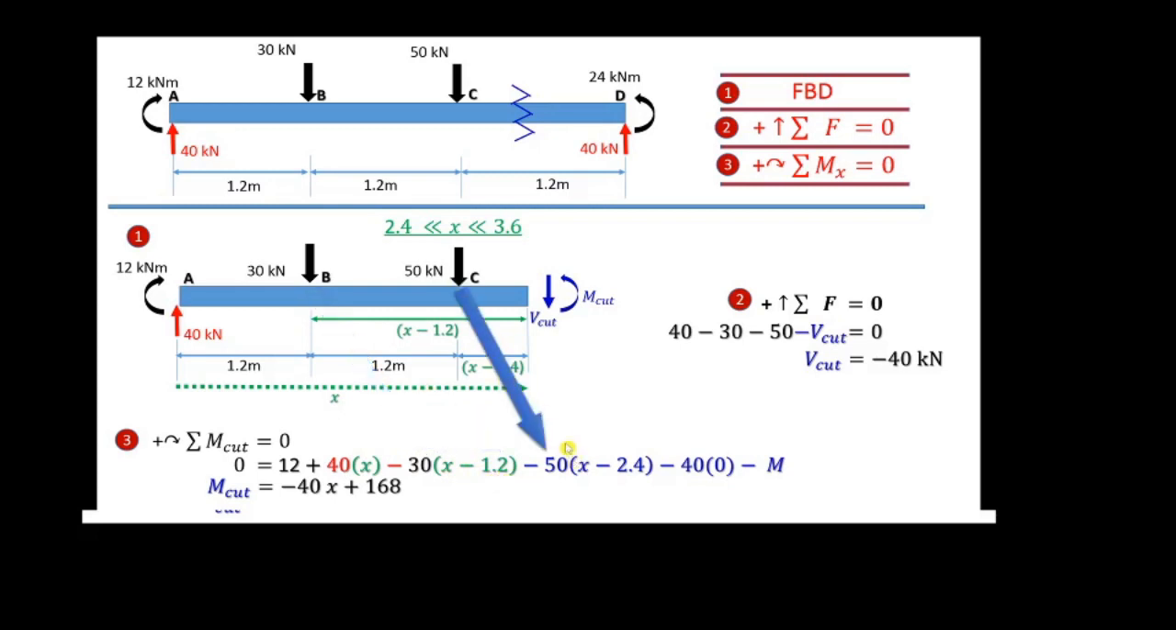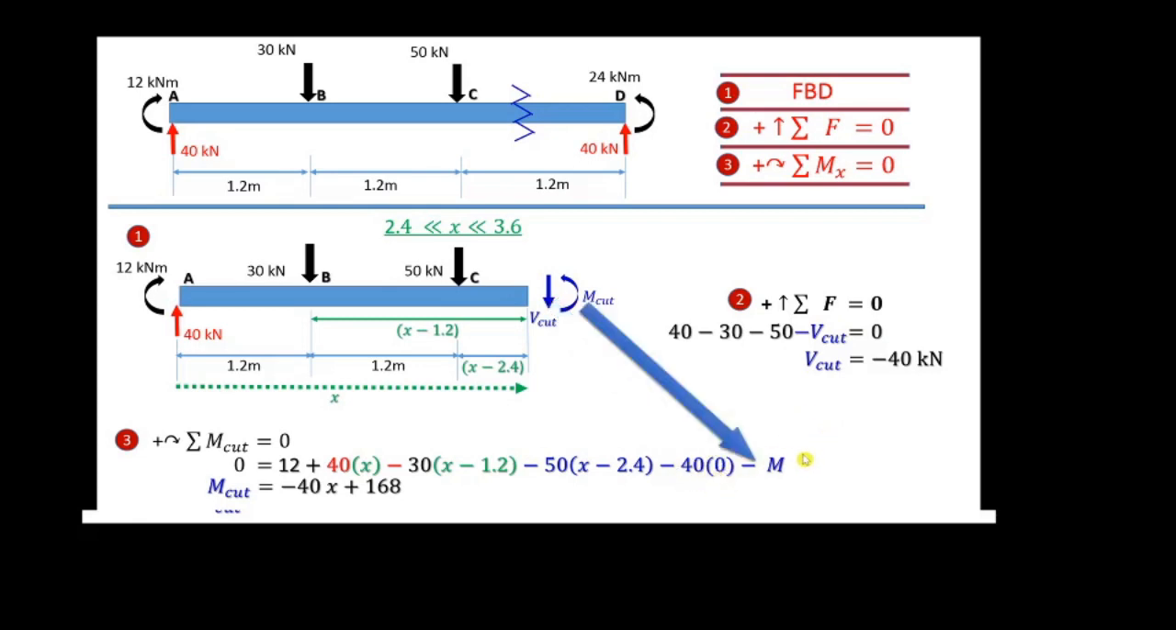This one is 50. 50 is the force value. D is the distance from point C to the cut point, x minus 2.4, so we can get this distance x minus 2.4. This one we cut, we got a value of negative 40 here from step 2. But the distance is 0, so the moment is 0.